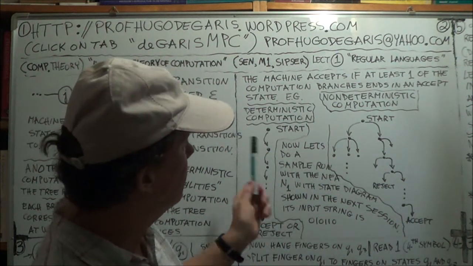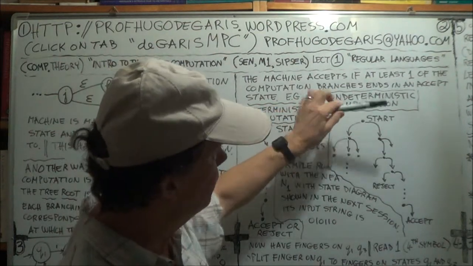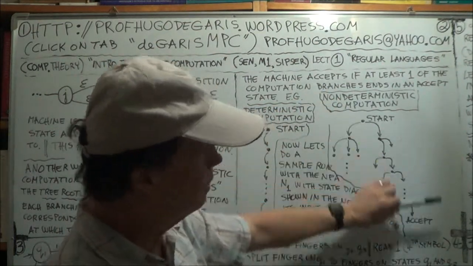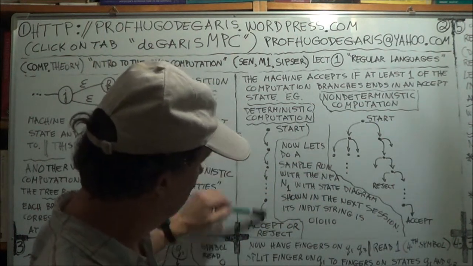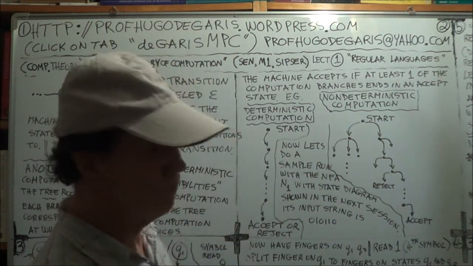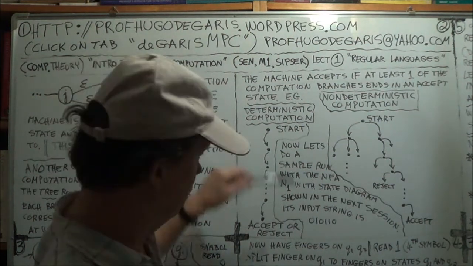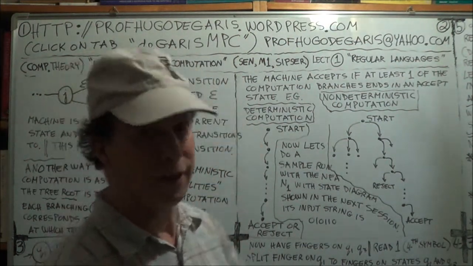Okay, so NFAs tend to have a tree-like history, and DFAs tend to have a linear history, sort of like a rope. Right? Okay.